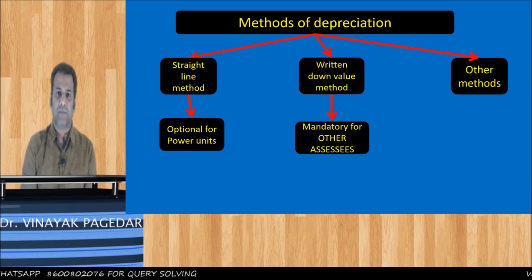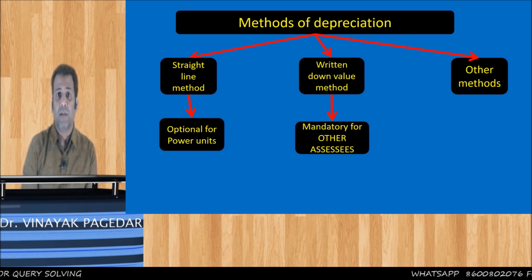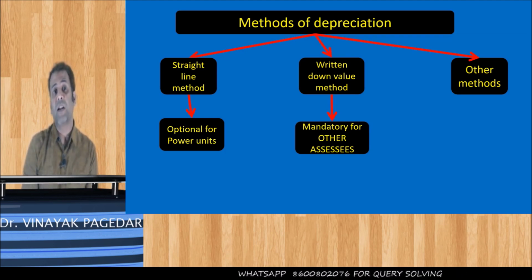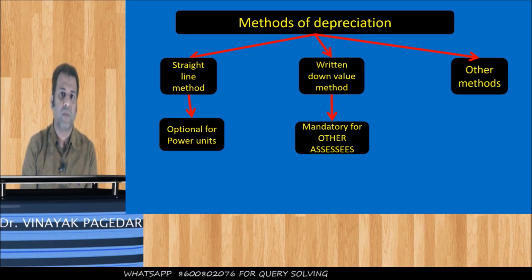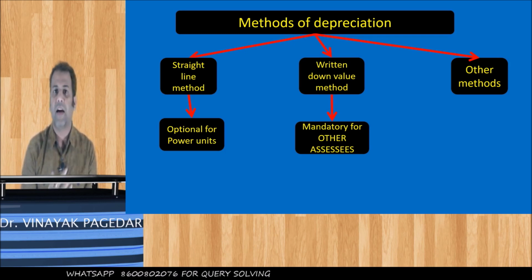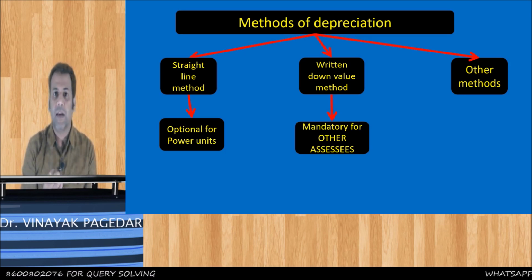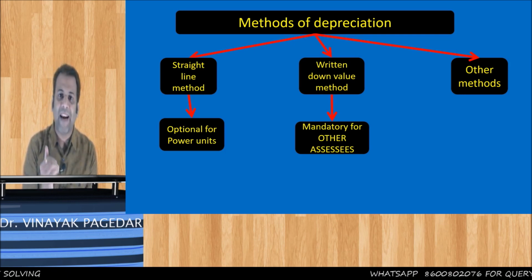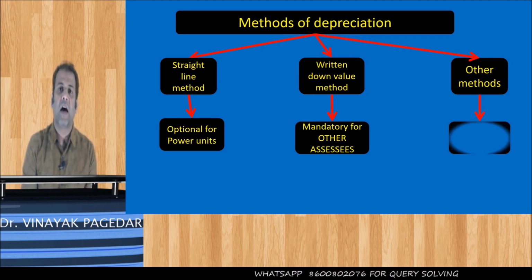Let's take more examples. Think of any company, let us say an investment company. Can the investment company go by the straight line method? The answer is no. An educational institution, can it go by the straight line method? The answer is no. A doctor, can he follow the straight line method? The answer is no. All these business assessees or professional assessees have to mandatorily go by the WDV method, and my dear friends, any other methods are not allowed.